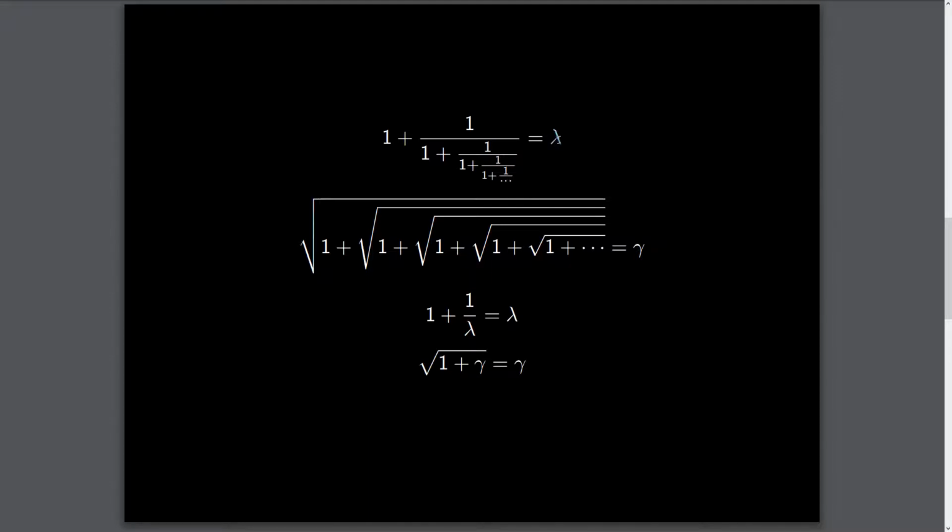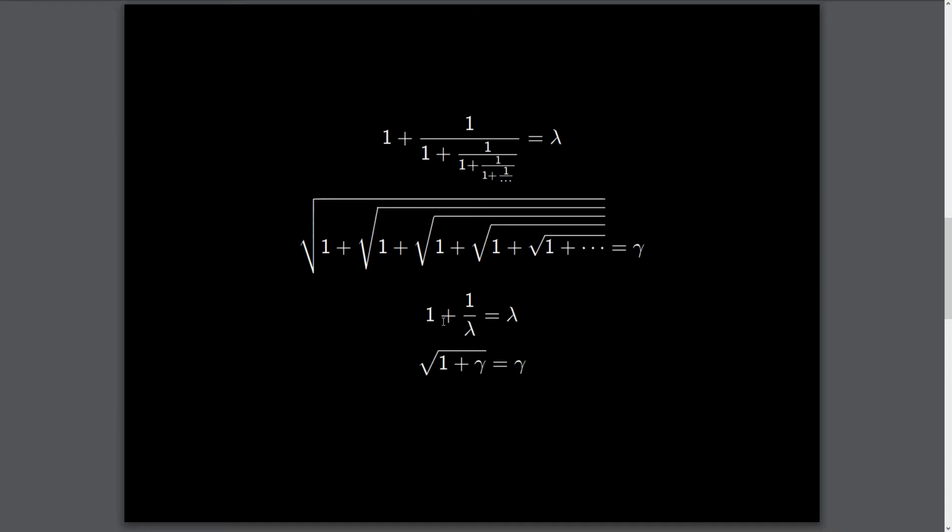So if we are looking at the first one, we are calling the limit of this expression lambda, and it's the very same as this denominator. Therefore, I'm deriving this equation: 1 plus 1 divided by lambda equals lambda. It's pretty clear, isn't it? Now, in the case of the second one, I'm doing the same thing. I'm just substituting this second radical expression with gamma, because it's the very same. Therefore, I'm deriving this equation: square root of 1 plus gamma equals gamma. Pretty clear, isn't it?